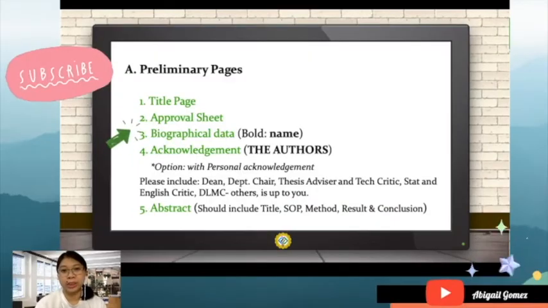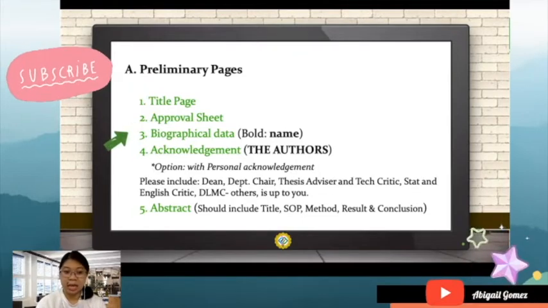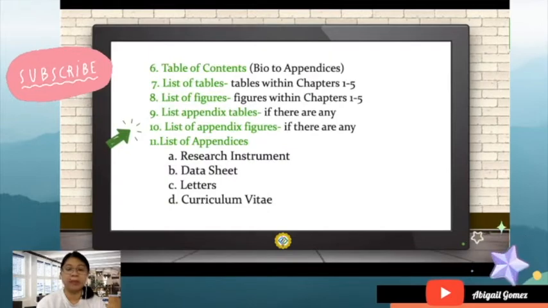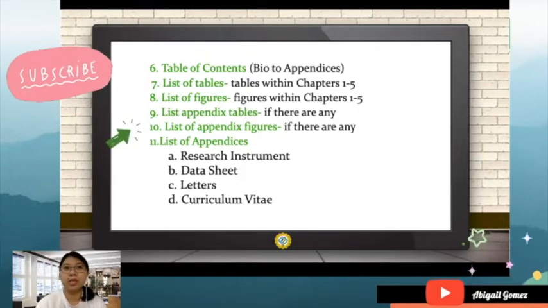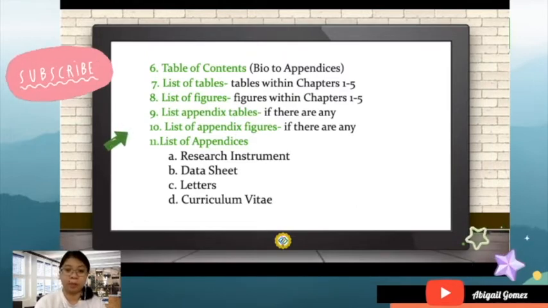Before having the first chapter of your research, there should be the preliminary pages. And the preliminary pages contain the following: the cover or the title page, the approval sheet, the biographical data, the acknowledgement, and also the abstract. It also includes the table of contents, the list of tables, list of figures, list of appendix tables, list of appendix figures, and also the list of appendices. So, ito muna yung makikita natin bago magkaroon ng chapter 1 or the very first chapter of your research.